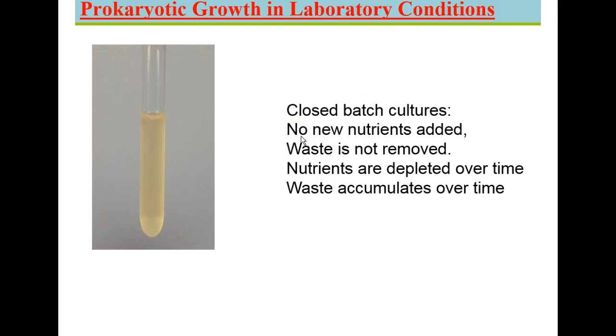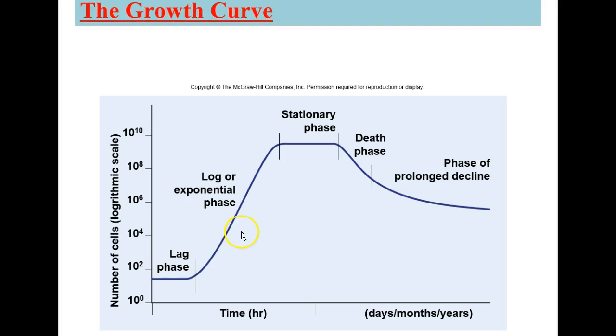As the population increases in numbers, no new nutrients are added to the medium and waste is not removed, which means that nutrients will be depleted over time and waste accumulates over time. As those conditions continue to deteriorate, the population of bacterial cells will go through some distinct phases. Initially, when the medium is inoculated, the population goes through a lag phase.